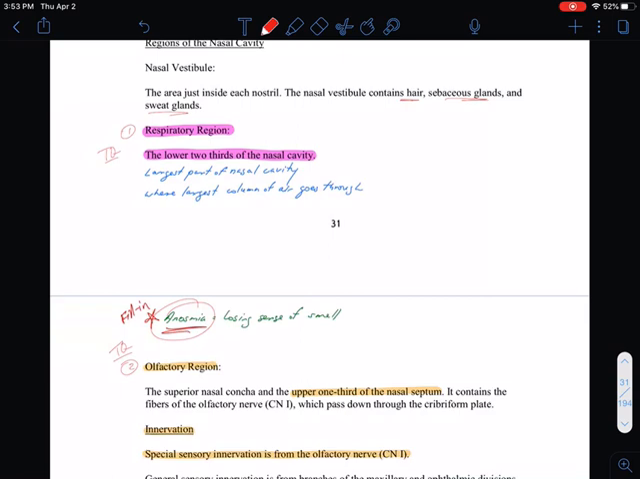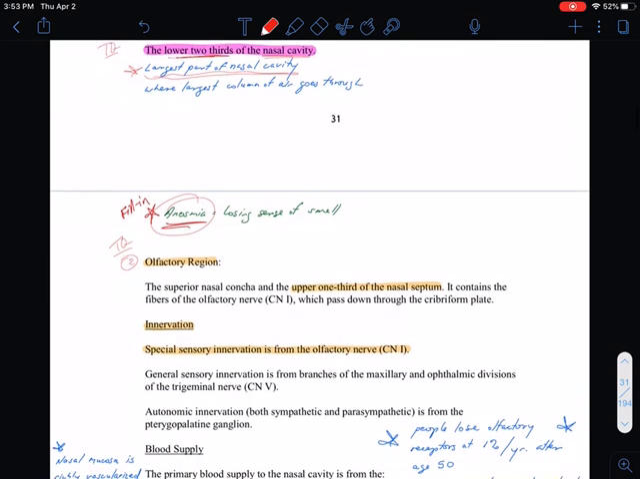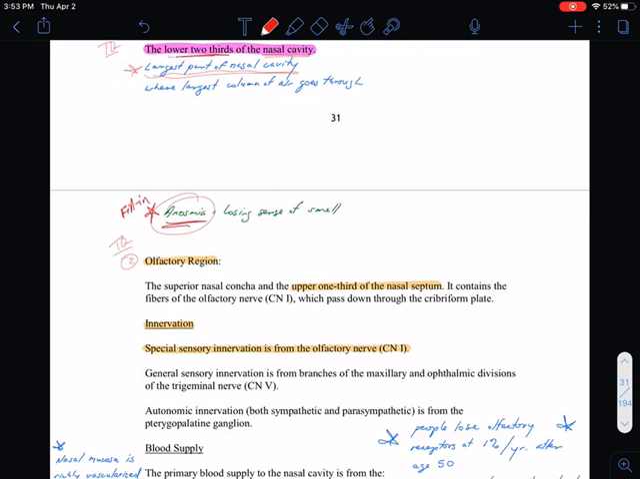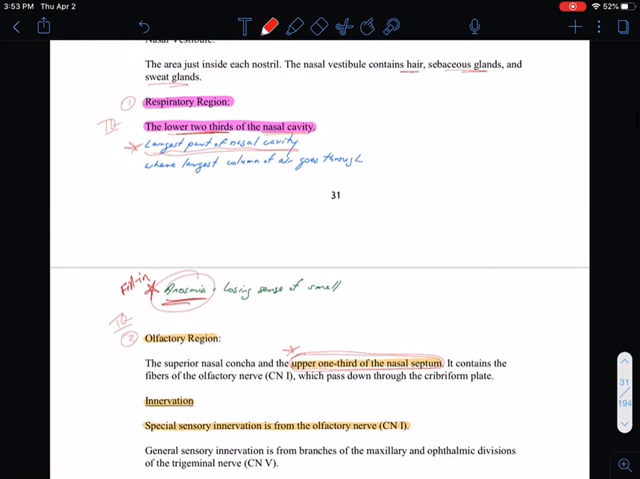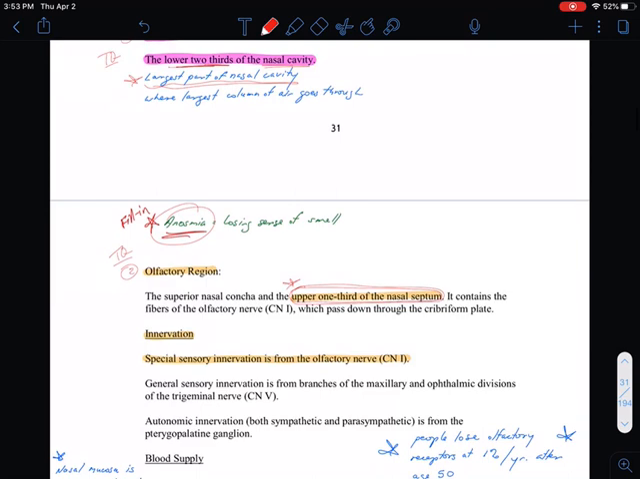Respiratory region is just the lower 2/3 of the nasal cavity, lower 2/3. It is also the largest part of the nasal cavity. Next, we have that olfactory region. That's going to be the upper 1/3 of the nasal septum. So olfactory is upper 1/3, respiratory region is the lower 2/3.